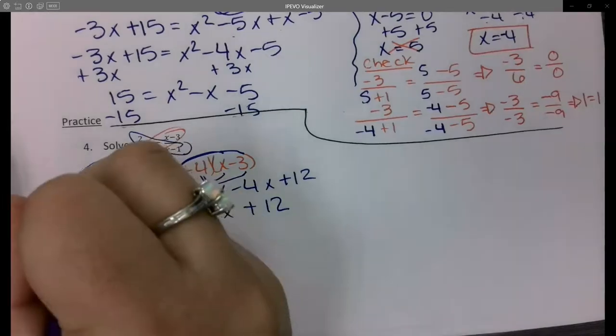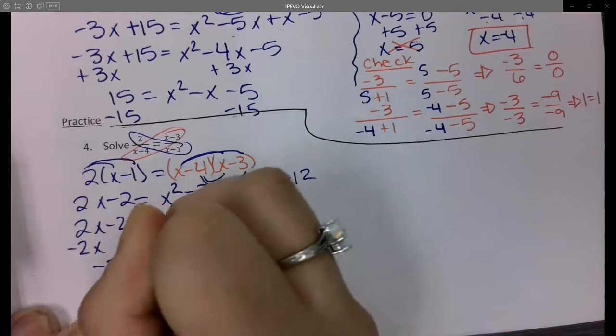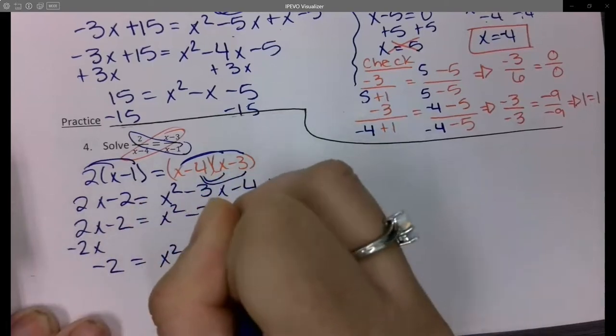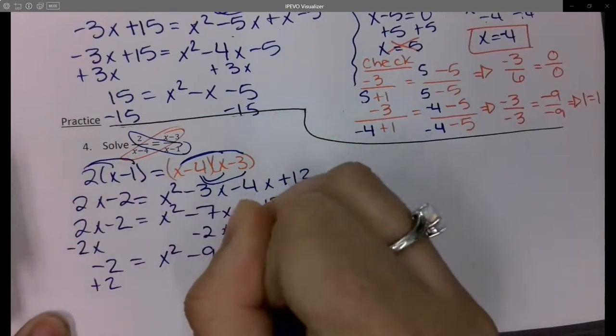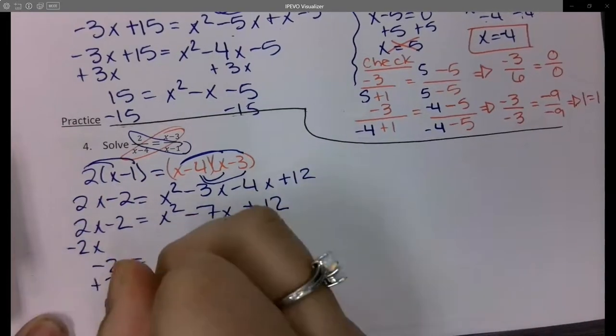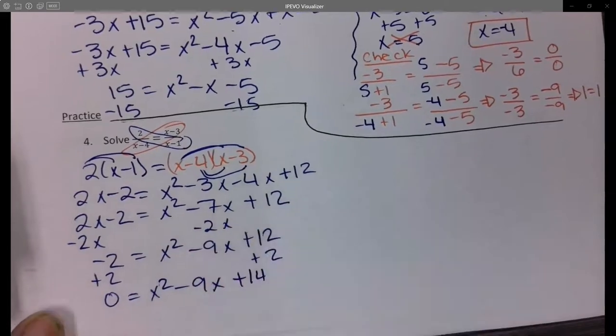Then I want to move everything over to one side, so I'm going to subtract 2x on both sides. This gets me negative 2 equals x squared minus 9x plus 12. Then I want to go ahead and add 2 to both sides. So this gets me 0 equals x squared minus 9x plus 14.